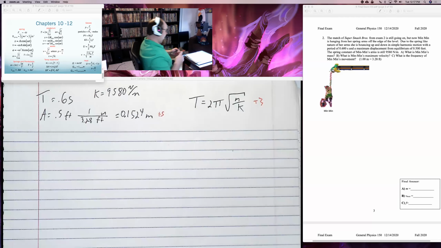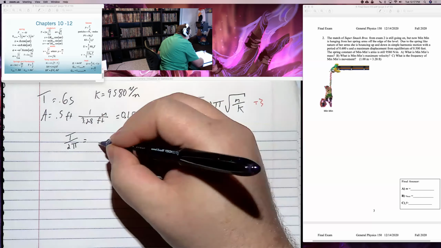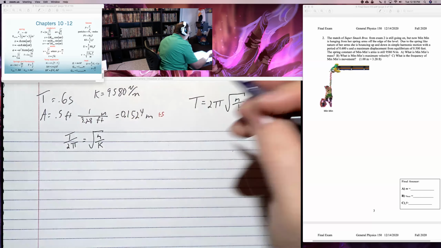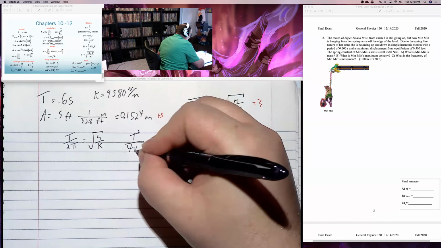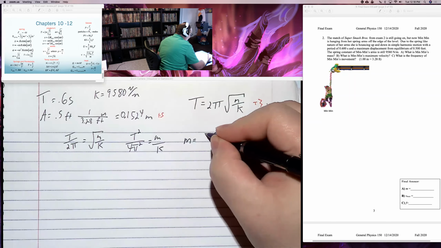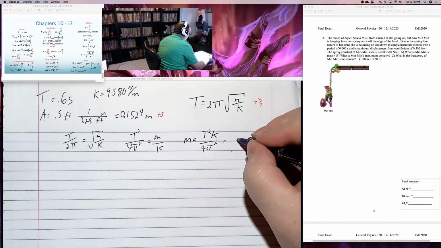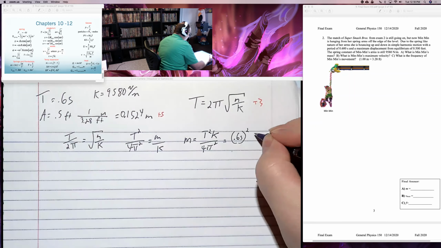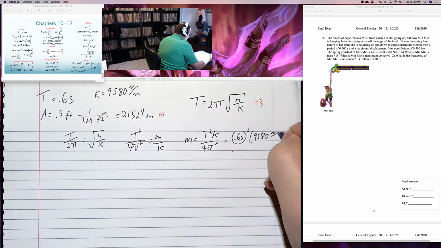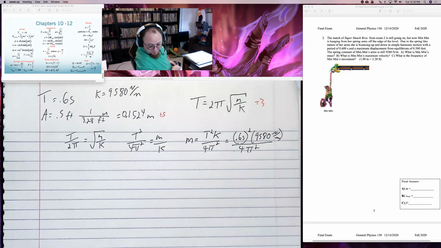So if I want to solve this for m, what I'm going to do is divide both sides by 2 pi. And then I will square both sides. And if I multiply both sides by k, I get that m equals T squared k over 4 pi squared, or 0.6 seconds squared times 9580 newtons per meter over 4 pi squared. You even had the period wrong at the top. I read the period was 1.53 seconds. 87.4 kilograms.